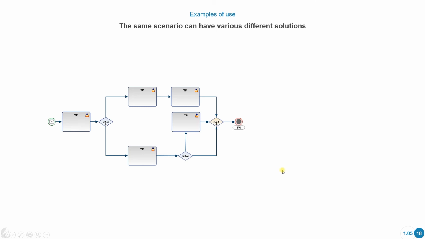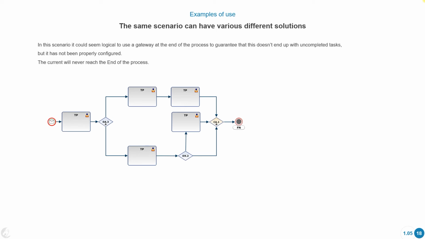Here we have another scenario, and one thing I want to mention here is that one scenario can have lots of different solutions. So in this scenario, it could seem logical to use a gateway at the end of the process to guarantee that this doesn't end up with uncompleted tasks. So there's a CA gateway, but we can see it's not been properly configured.